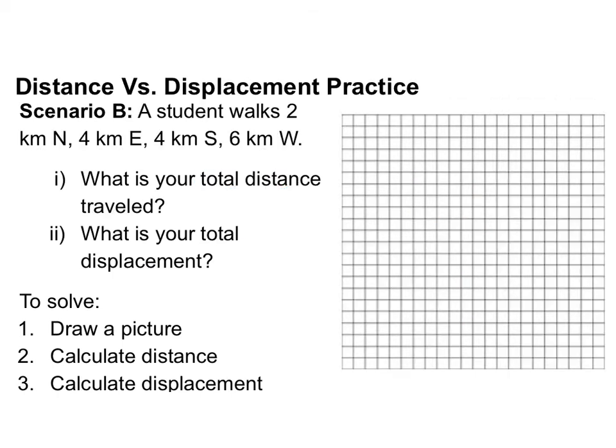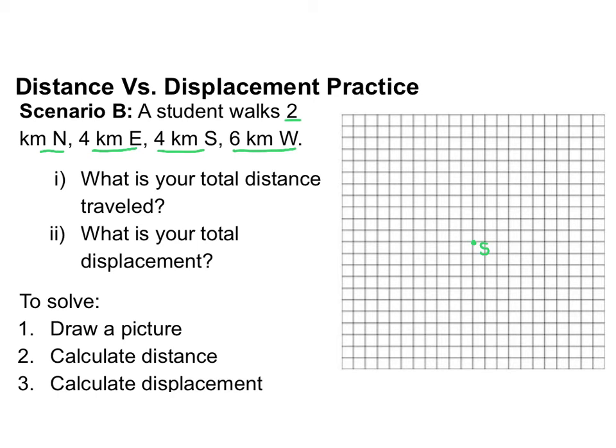Okay, let's try one more together, and then I'm going to have you guys try some on your own. This is a longer scenario. Okay, so I'm going to choose my starting point. Again, just kind of choose it in the middle here. And then I'm going 2 kilometers north, 4 kilometers east, 4 kilometers south, and 6 kilometers west. So I'm going to have 4 segments or 4 parts to my scenario. I'm going to use different colors just to make this a little bit easier.